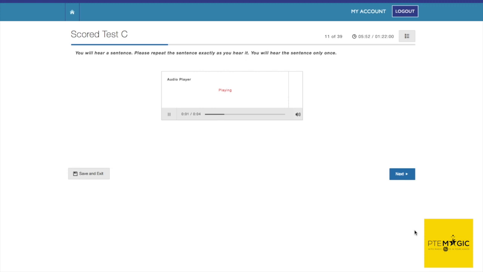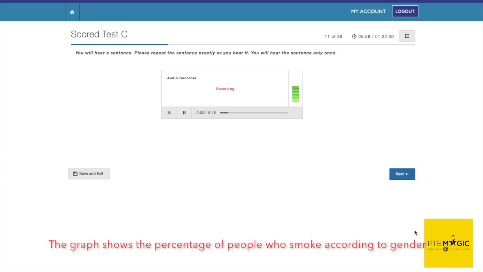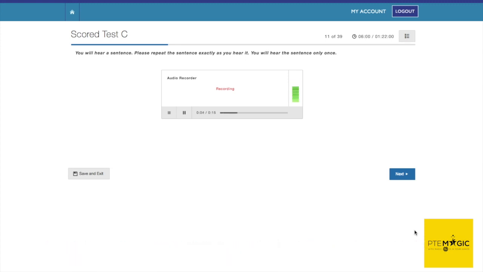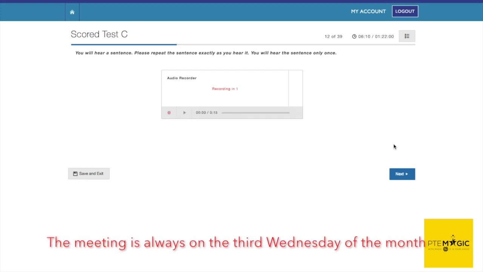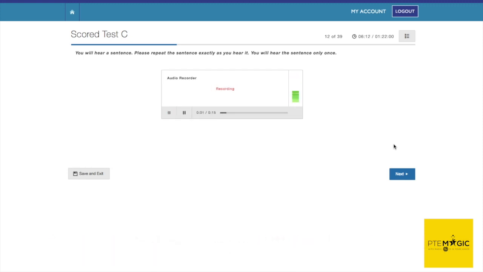The graph shows the percentage of people who smoke according to gender. The meeting is always on the third Wednesday of the month.